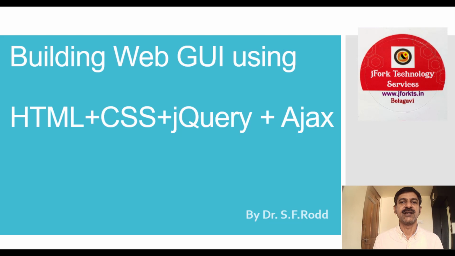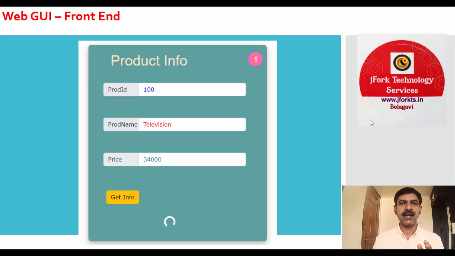to build an application. At the end of the video, we should be able to generate a web interface of this sort. As you can see, I'm displaying product info with product ID, product name, and price. As I click on the get info button, it will display the next product ID in the table until all the data items are displayed.